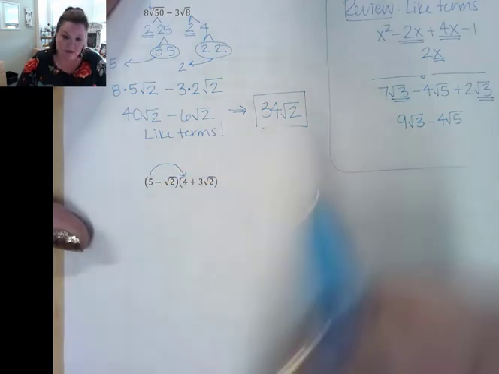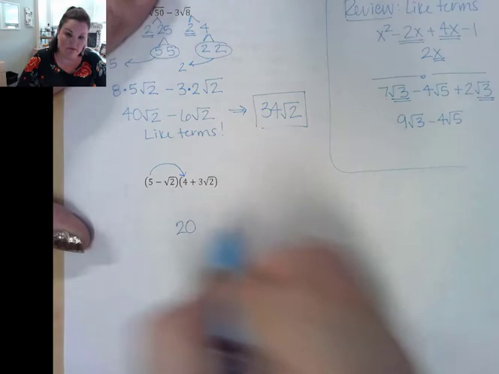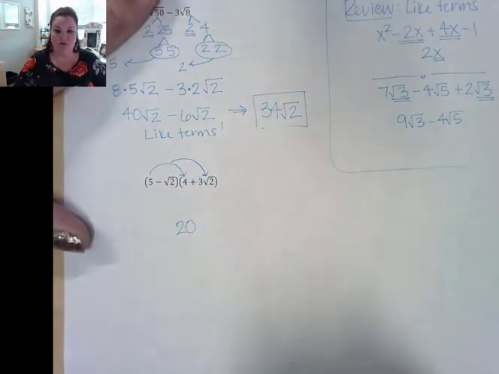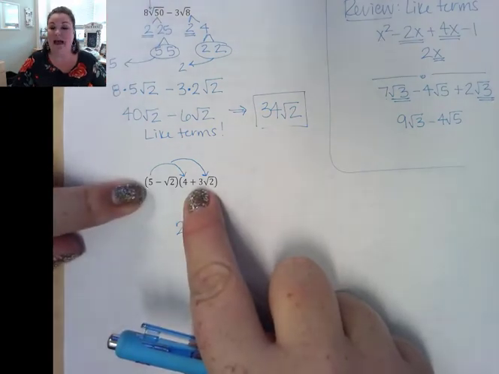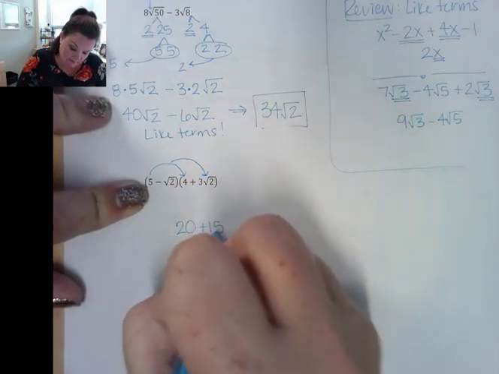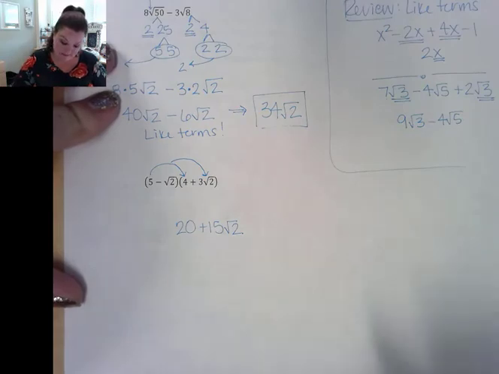So we have 5 times 4, which gives me 20, right? And then I have 5 times 3 square root of 2. So 5 and 3 I can multiply together because those are both outside the radical. So 5 times 3 is 15. And then I just tack on the square root of 2. Okay. Same thing with this next one.